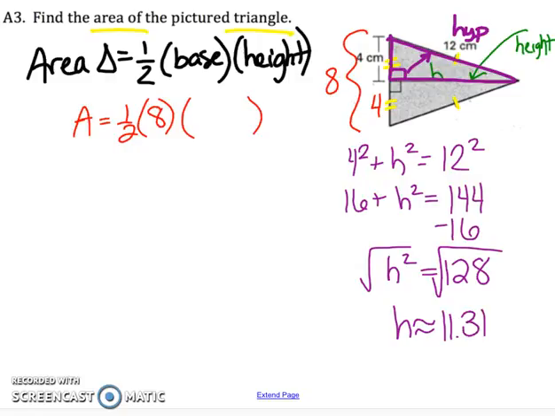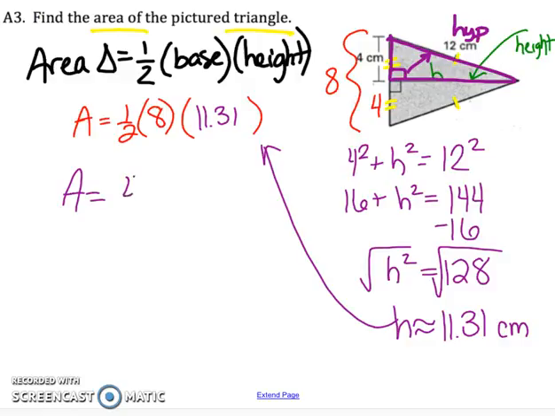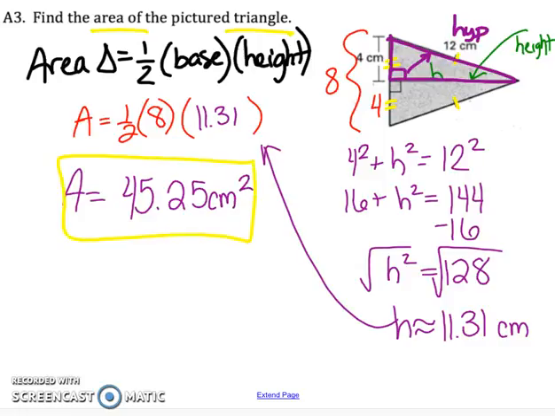11.31 centimeters. Now I can go back and plug that into my equation. And if I calculate this on my calculator, I get the area to be half of 8, which is 4, times 11.31, I get 45.25 centimeters squared. And there's the area of my triangle.